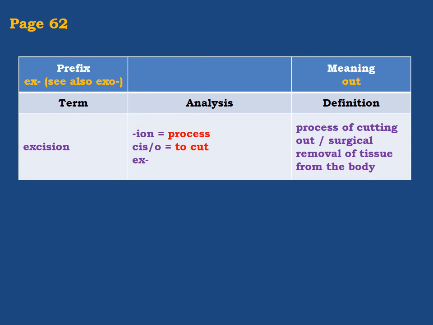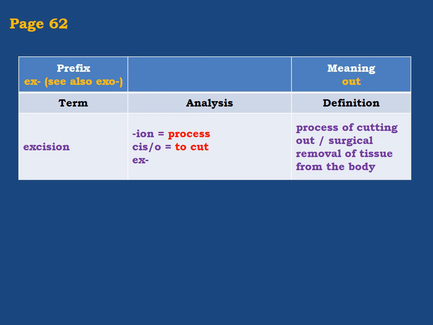The next prefix is ex or exo. It means out. But here, you see, we cannot use ex in place of exo or exo in place of ex in any term. I think we discussed this before. We said that we cannot use the same prefixes or suffixes interchangeably, one in place of the other. We have to take the terms as they are, whether with ex only or with exo. All right. So here we have excision, and I think you know the meaning of this word.